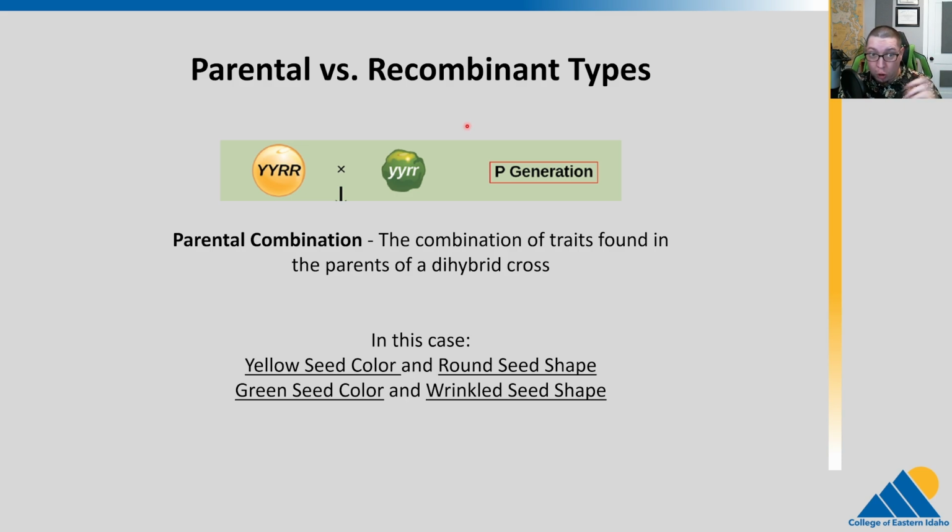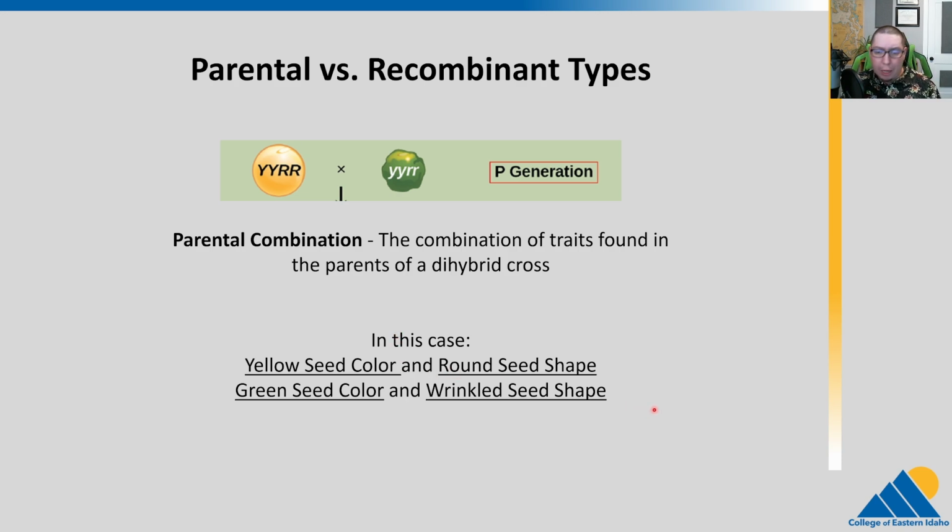Okay, I know I just showed you they weren't, but let's assume they were. What is the parental combination of traits in here? Well, that's the combination of traits found in the parents of a dihybrid cross. Makes sense, right? So in this case, we would have yellow and round seed, color and shape. That's one of the parental combinations: yellow seed color, round seed shape. The other parental type is green seed color with wrinkled seed shape.